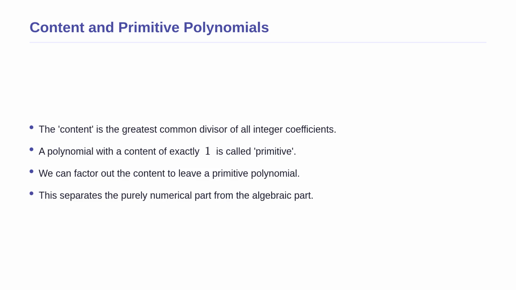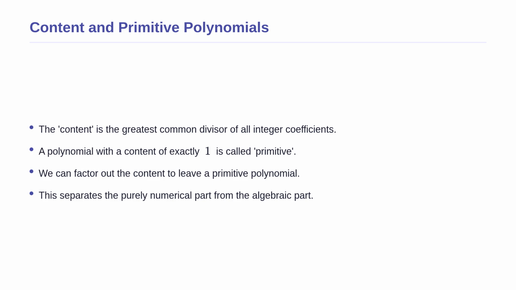Before we can actually use this theorem in practice, we must introduce a vital tool called the content of a polynomial. The content is simply the greatest common divisor of all the integer coefficients present in the polynomial. For example, if all the numbers in your polynomial are even, the content is at least 2. When a polynomial has a content of exactly 1, meaning its coefficients share no common factors other than 1, we call it a primitive polynomial.